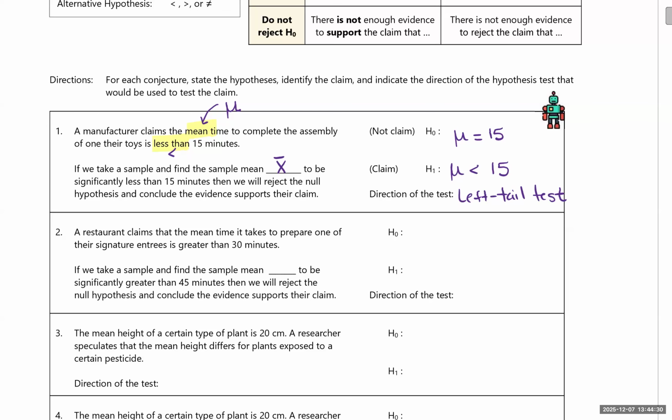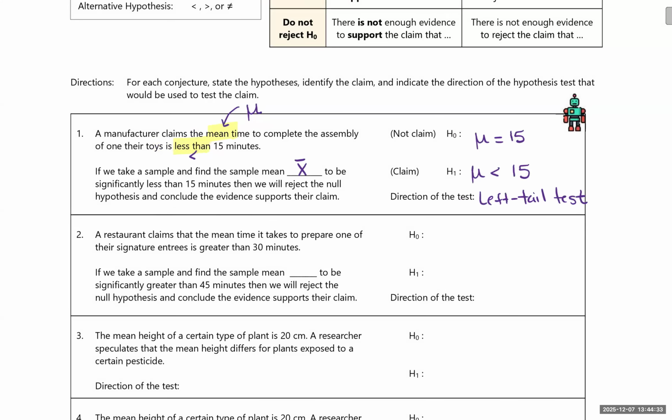A restaurant claims that the mean time it takes to prepare one of their signature entrees is greater than 30 minutes. All right, so we're still dealing with the population parameter mu for mean, and now we have greater, so that's the greater than sign. And our claim will always be our alternative hypothesis. So this is that the mean is greater than 30 minutes. The null hypothesis will always be equal. And now the direction of the test.